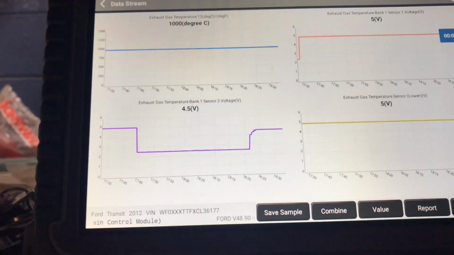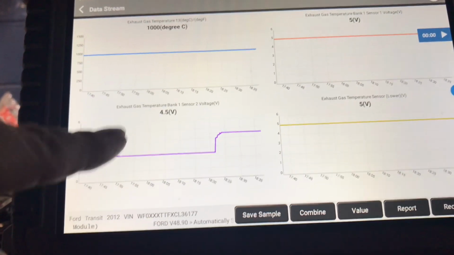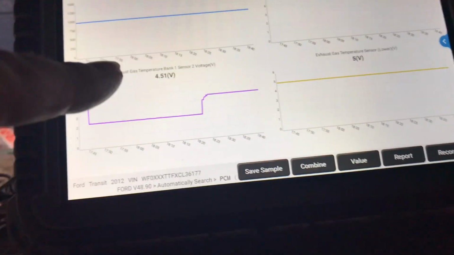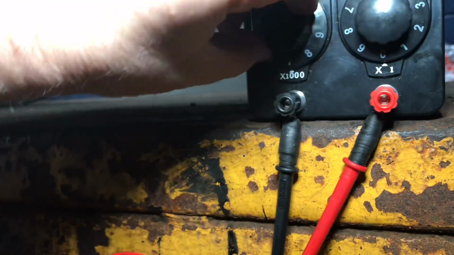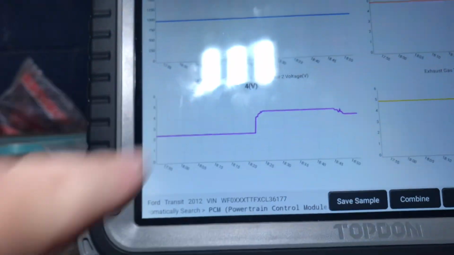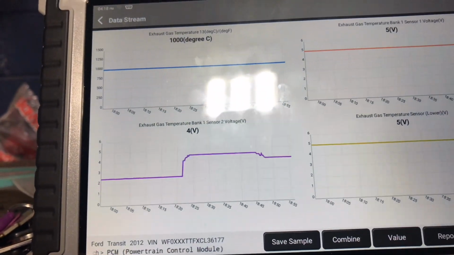It's funny enough, our supplier can provide us with bank 1 sensor 1 but no bank 1 sensor 2, and they look exactly the same sensor. So let's go, I think it was 4000 ohms. 4000 ohms was 4 volts. There we go, 4000 ohms. So these are exactly the same sensors. I don't think it matters which one goes where.